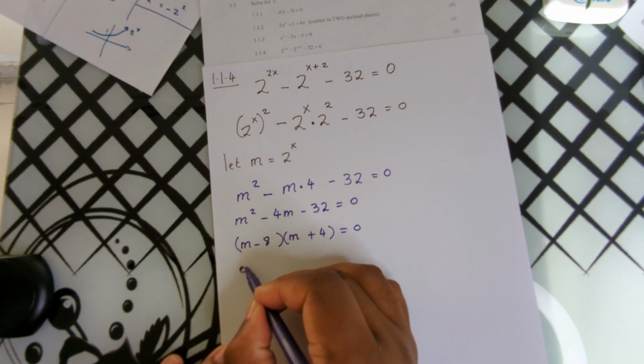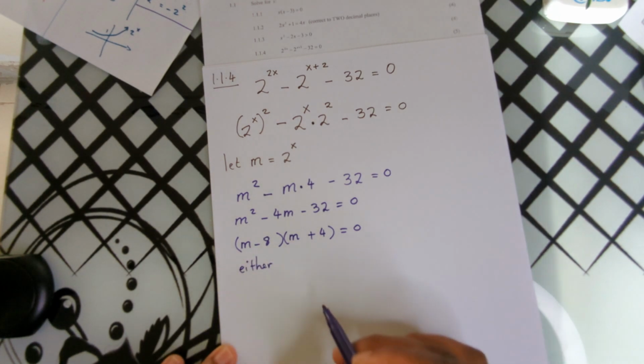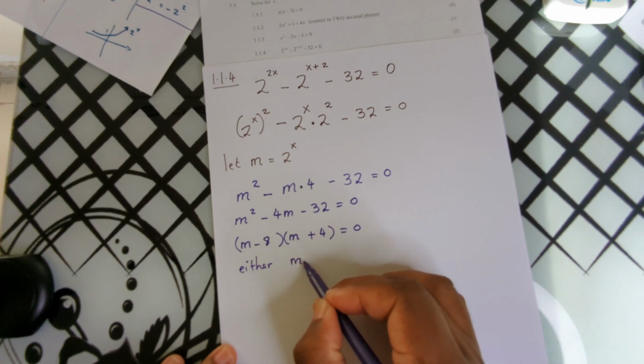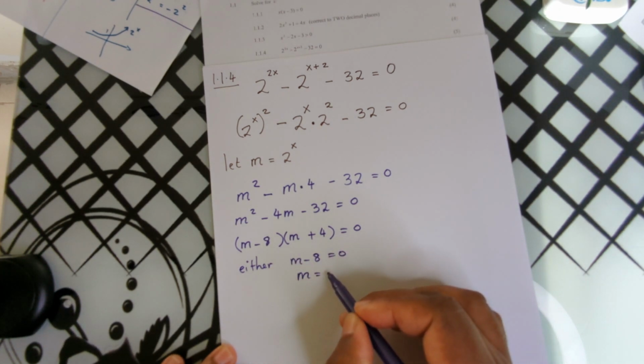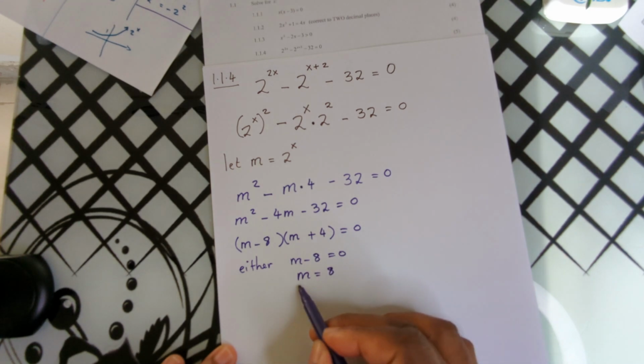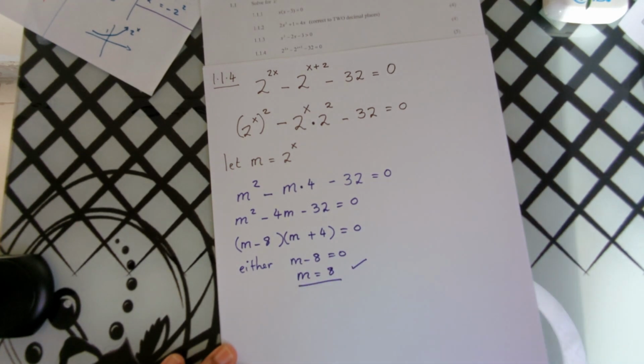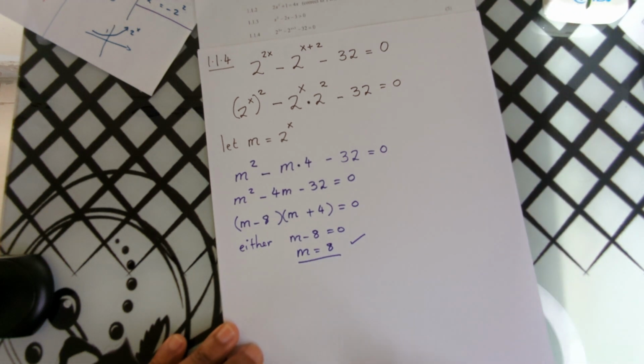And let's solve this. So we're going to have either m minus 8 is equal to 0, and transferring 8 to the right side gives us m is equal to 8. This becomes our first solution for m.